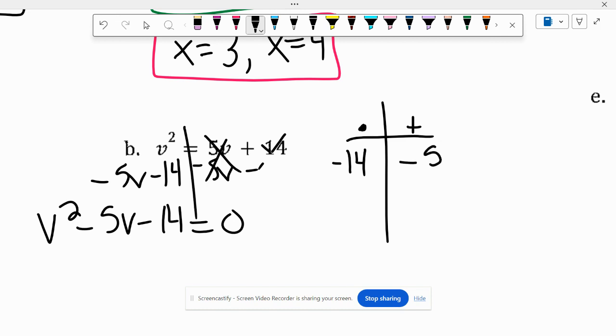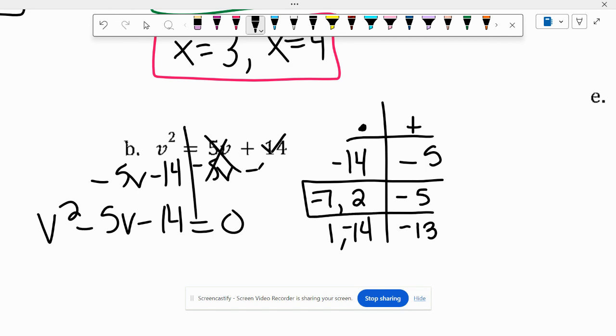Okay, so let's see. Factors: 7 times 2 and 1 times 14. Since the sum is negative, the larger number has to be negative. +1 and -14 give me -13. +2 and -7 give me -5. So this is what I'm using. I'm using the factors -7 and +2. So that gives me v minus 7 times v plus 2.